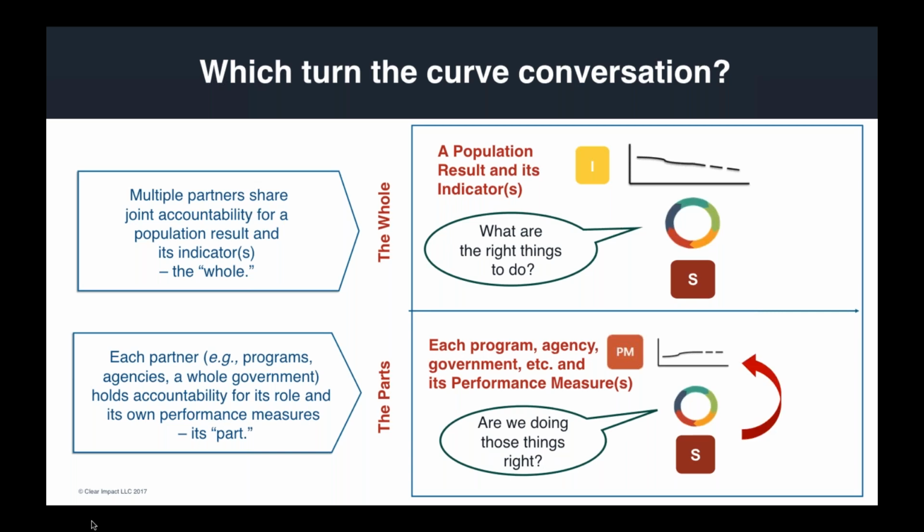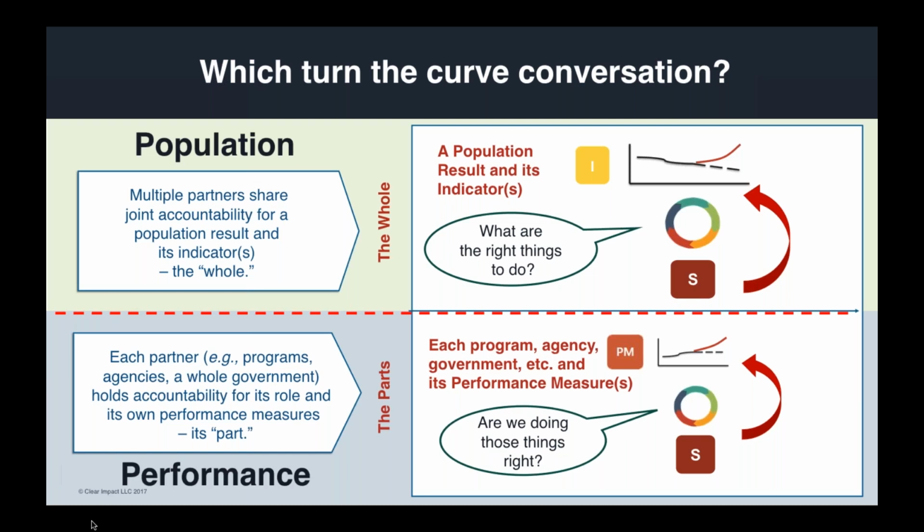or a program. So all these different programs, agencies, et cetera, together, working each on its own performance measures, and then cumulatively, that's how we turn curves on indicators. Now, that's the most important application of this idea of accountability for the whole versus for different parts. And that's population versus performance.